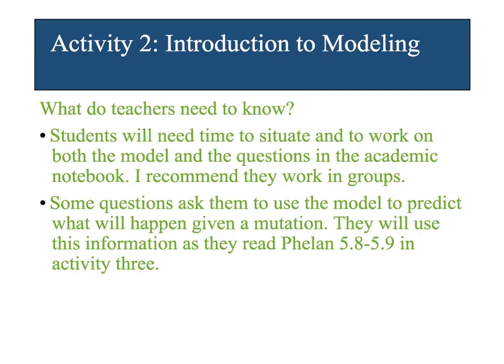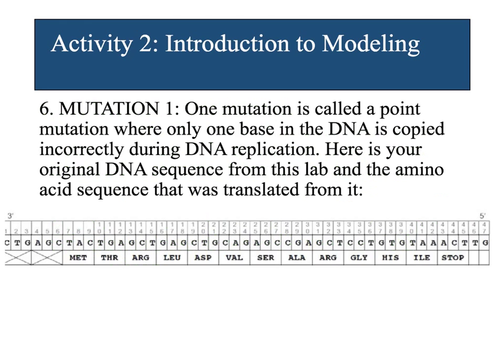Eventually what's going to happen after they create their model is some of the questions are going to ask them to use the model to predict what will happen given a mutation, and they're going to use this information as they read Phelan 5.8 and 5.9 in activity 3, and I'm going to show you an example of that in a minute. But it's not just that they're building this model, but then they're going to need to be able to use it. So the more accurately they can label the model and the better they can be sure that it's accurate, the easier time they'll have when they get to this second part where they're looking at mutations.